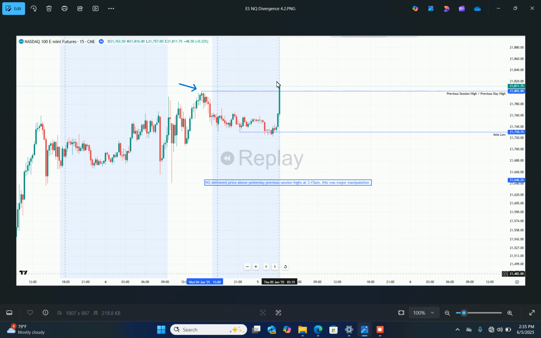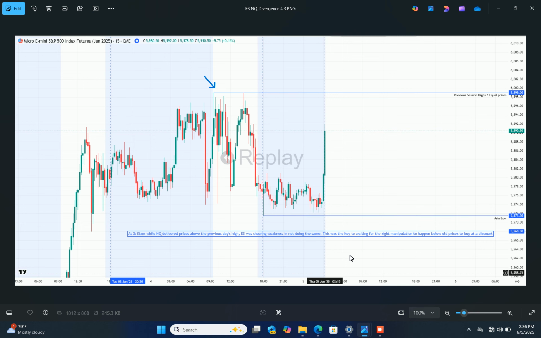And on the NQ, we delivered price above yesterday's previous session highs at 3:15 a.m. So at 3:15, that's what happened. Pay attention to that time. Got the ES on the 15-minute time frame at 3:15 a.m. While NQ delivered prices above the previous day's high, ES was showing weakness and did not do the same. This was the key to waiting for the right manipulation to happen below old prices to buy at a discount.